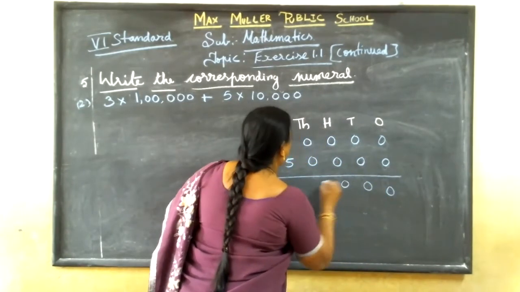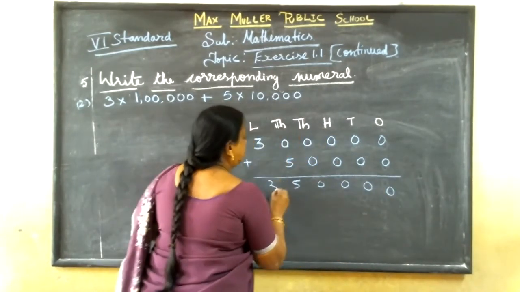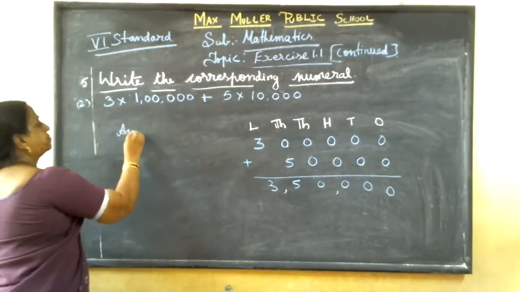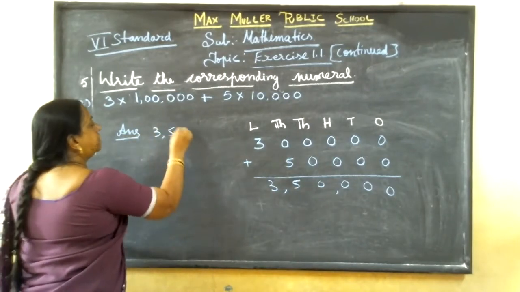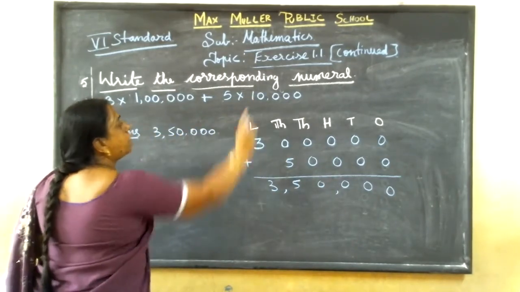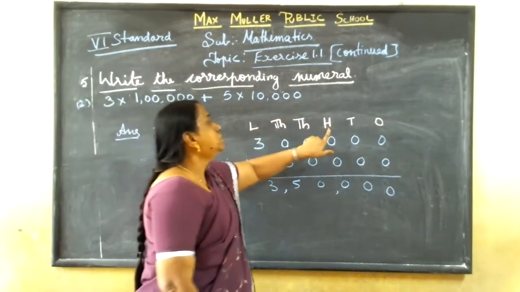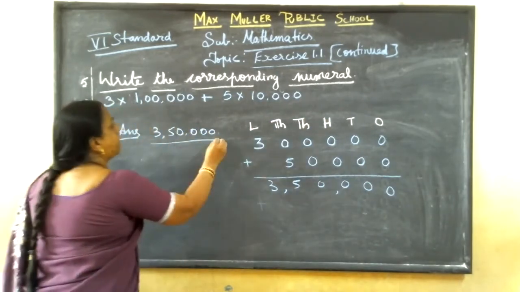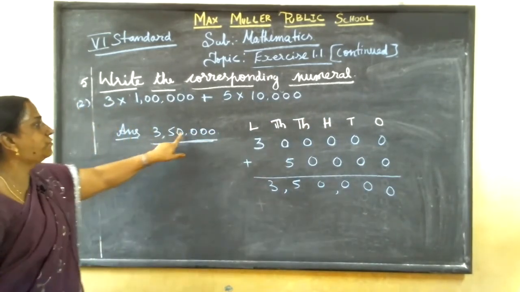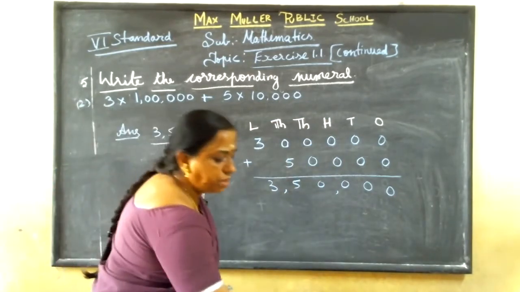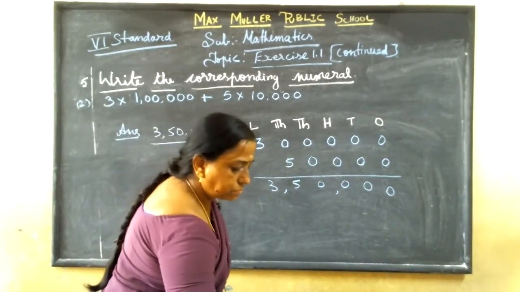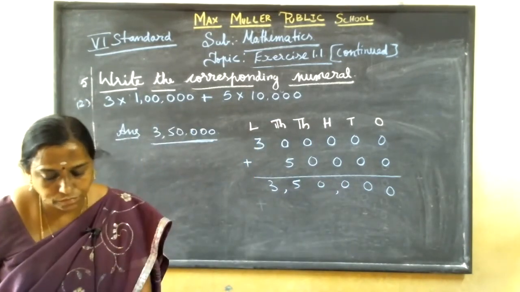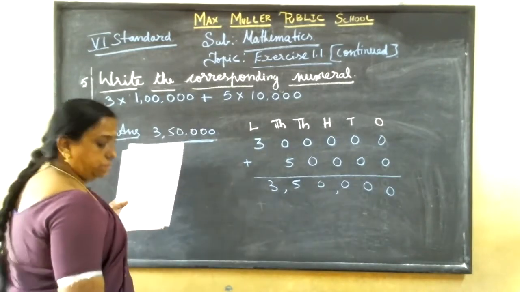0, 0, 0, 0, 5, 3. So what is the answer? 3,50,000. Got it? How to do? Here no 100 place, no number, 1000 also no, then ones and tens also none. Just add these two, you will get the answer. Highlight your answer: 3,50,000. Clear? Now next. Next question, question number 6.